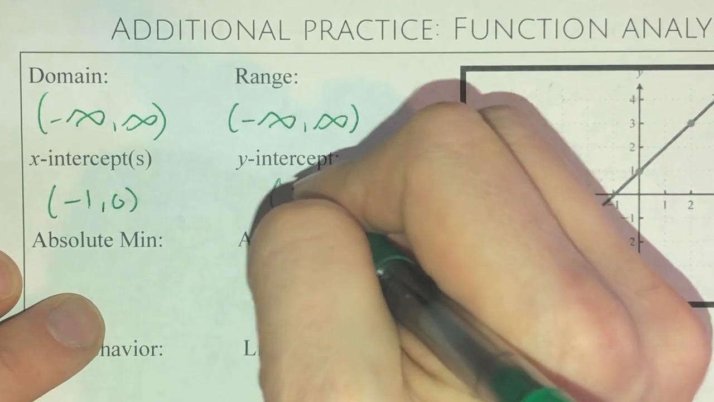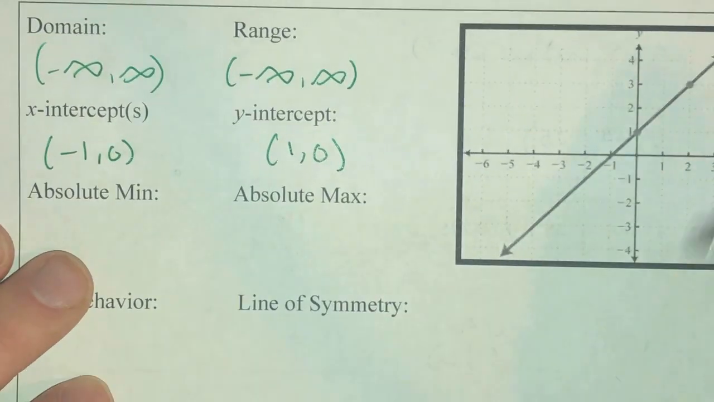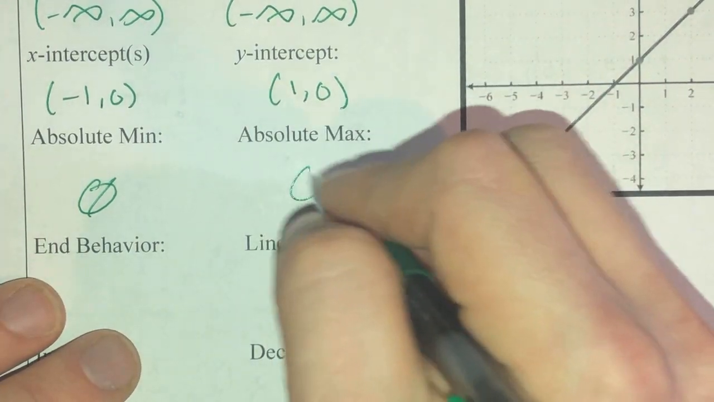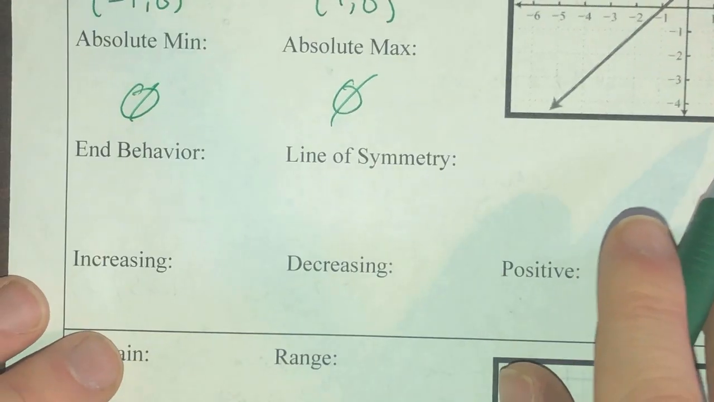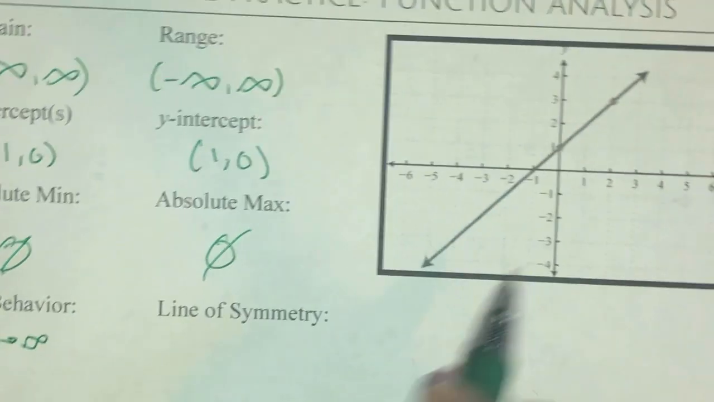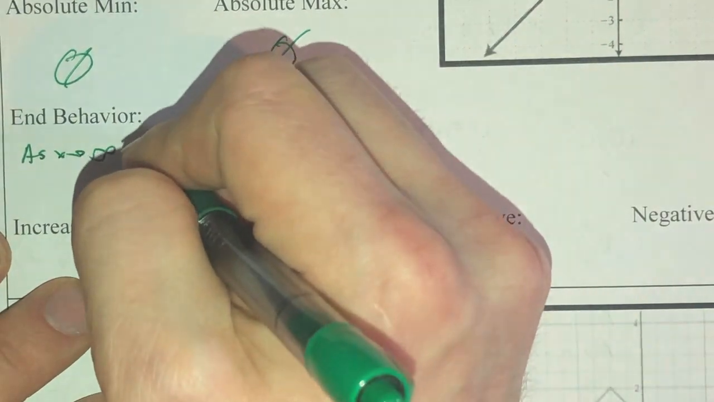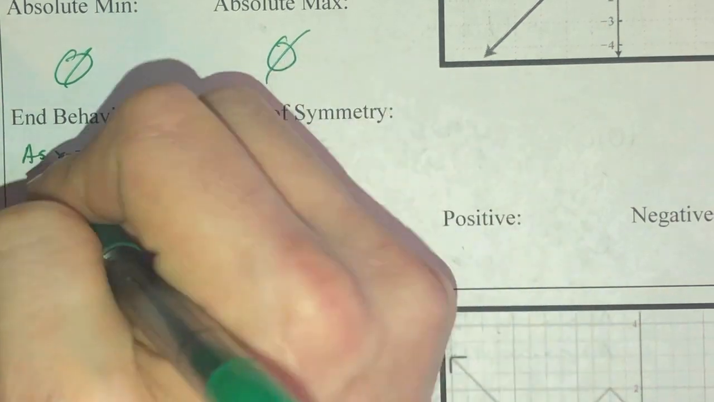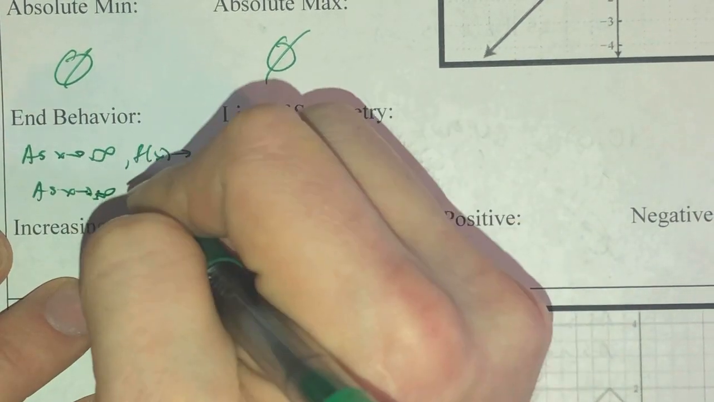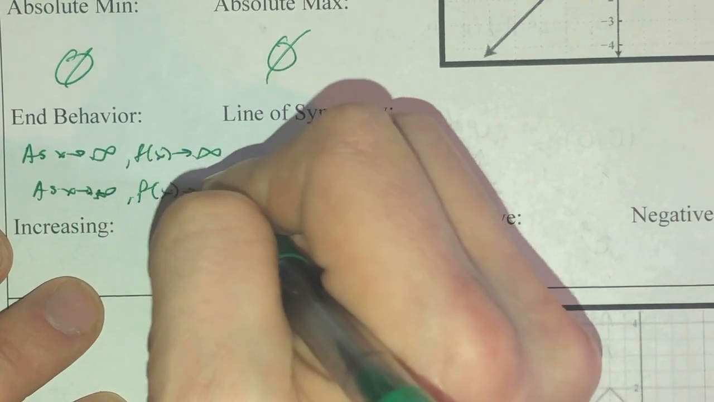Y-intercept, +1, 0. Okay, absolute min, points down. There's none. Absolute max, points up. There's none. End behavior. As x goes to infinity, f of x goes to infinity. As x goes to negative infinity, f of x goes to negative infinity.